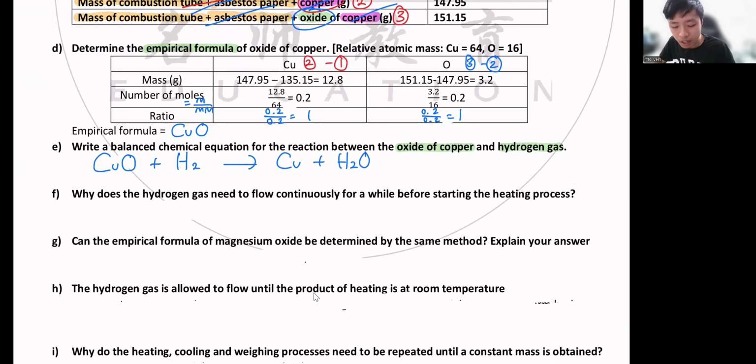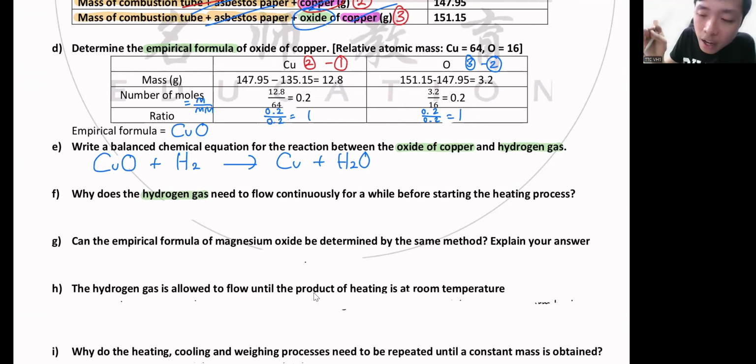Why does the hydrogen gas need to flow continuously for a while before starting the heating process? So why does hydrogen gas have to flow? In this experiment, make sure you always flow the hydrogen gas before, during, and after the experiment. Because they don't want any oxygen to enter, or they want to get rid of the oxygen before the experiment. During the experiment, they don't want any oxygen to enter so that it doesn't catch fire. They don't want it to explode.